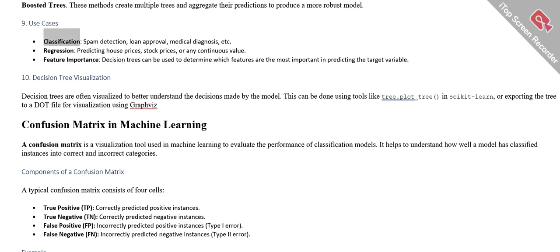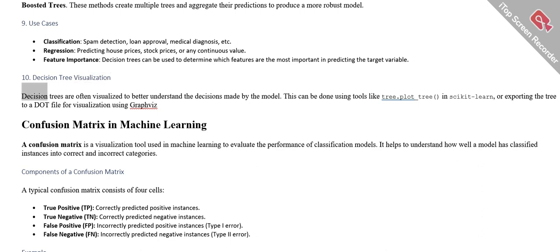9. Use cases. Classification: spam detection, loan approval, medical diagnosis, etc. Regression: predicting house prices, stock prices, or any continuous value. Feature importance. Decision trees can be used to determine which features are the most important in predicting the target variable.